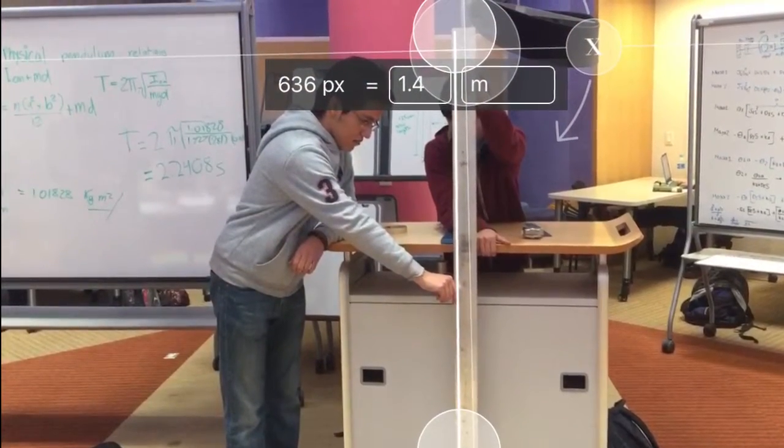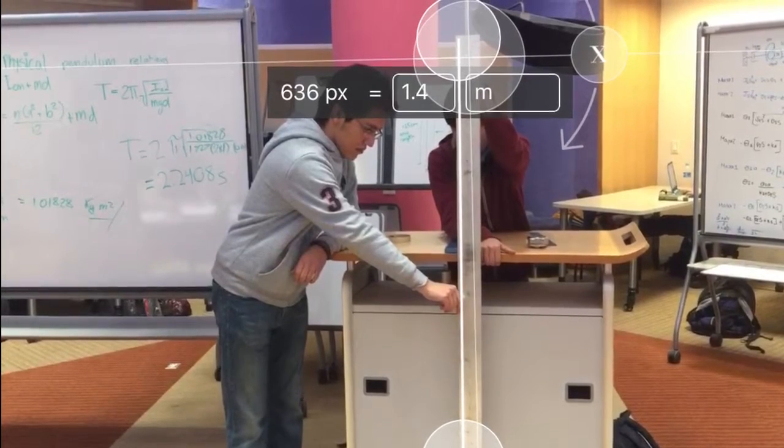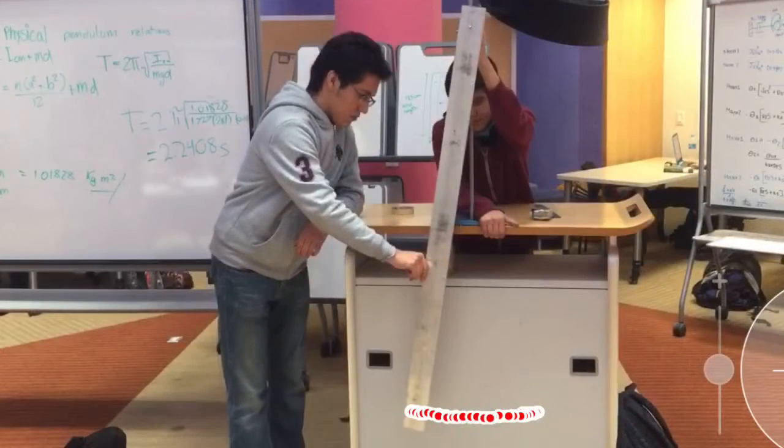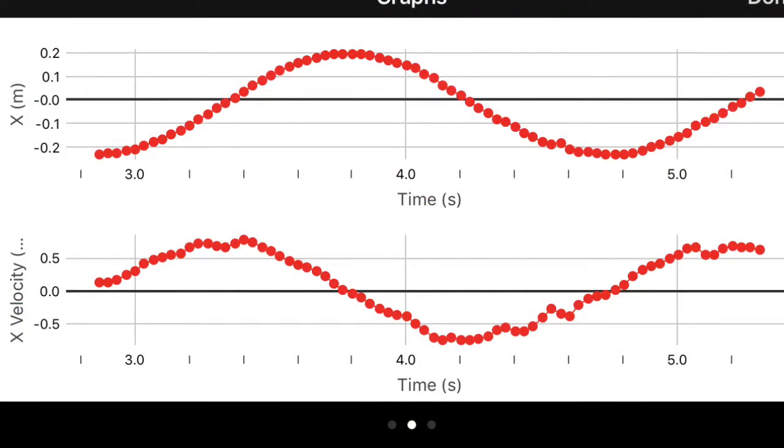We set the x and y axis as well as the scale of our video, and then we set the points using the software. Finally, we obtain this graph, which shows that 1.9 seconds is the total time needed for a period to be completed.